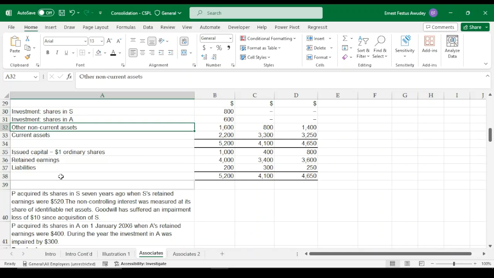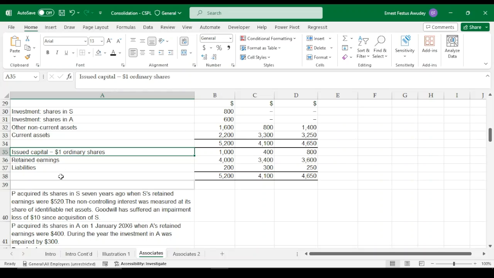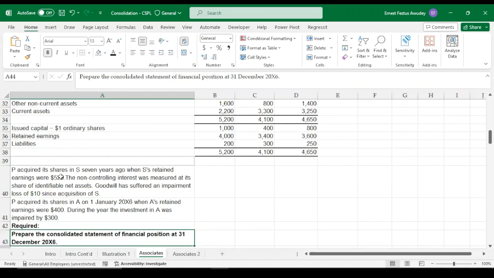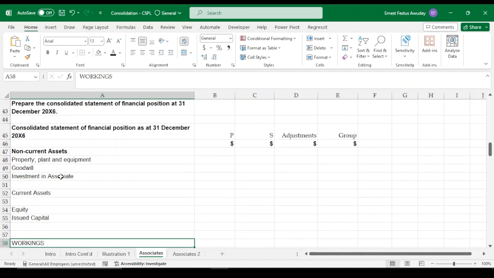All right, so we have our non-current assets there, which I've named as property, plant, and equipment. We have current assets as well. Now we go to the equity and liabilities, and then we have issued capital, we have retained earnings, and then lastly we have liabilities.